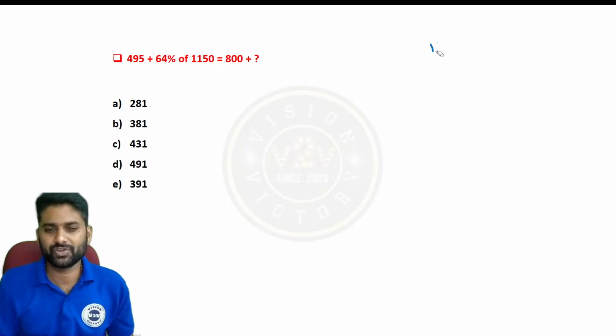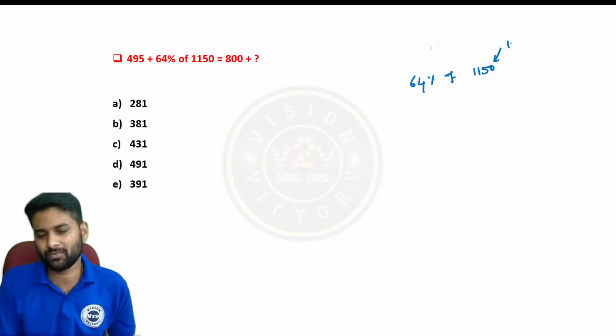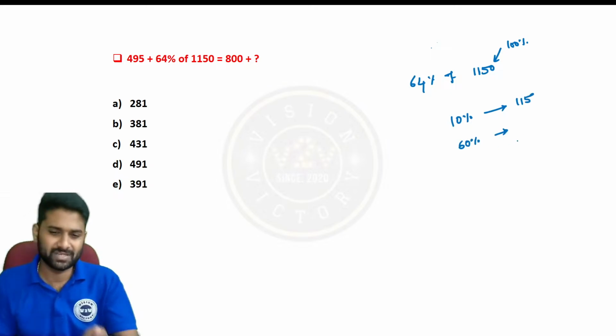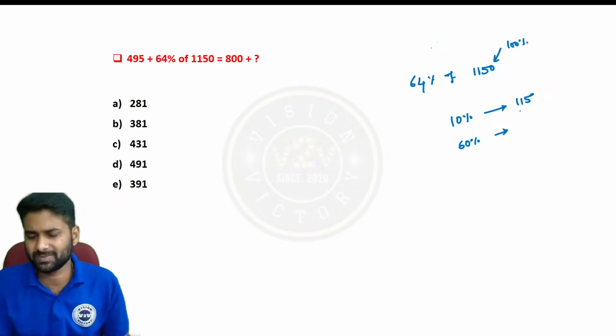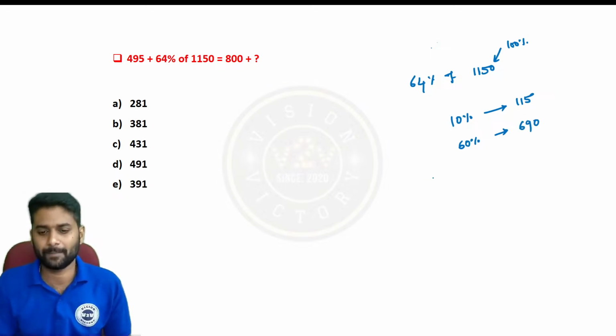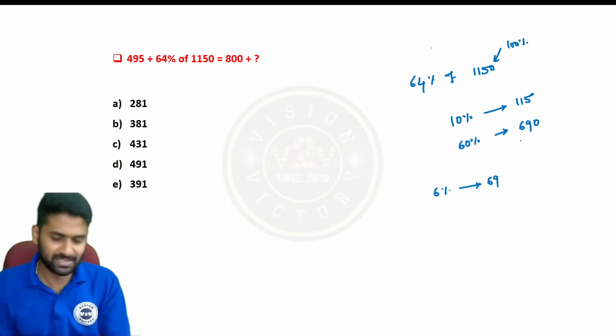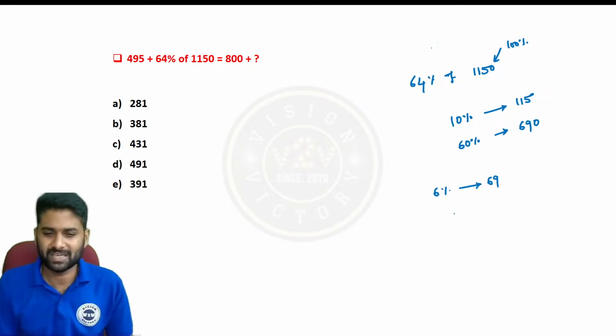Now see, first you should identify what is 64 percentage of 1150. Guys, you already know that the 1150 value is exactly equal to 100 percentage. It means if 10 percentage value becomes 115, now 60 percentage is equal to how much? You already know that 60 percentage means 6 times 115, which is 690. Now here 6 percentage is 69.